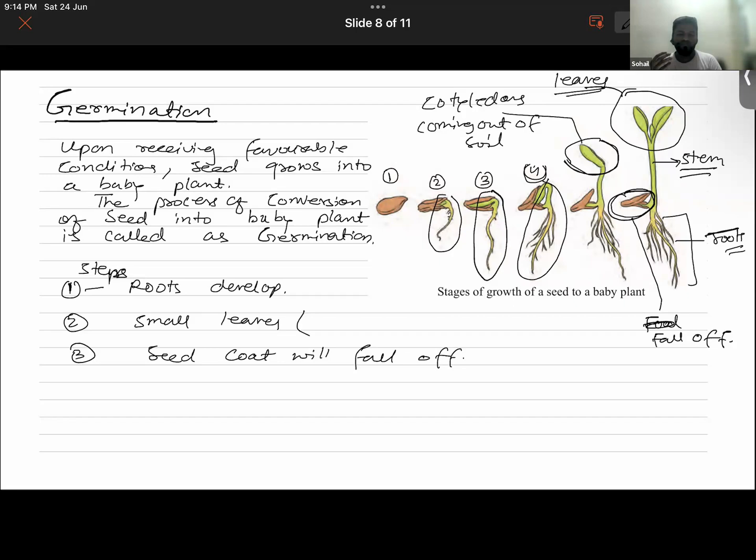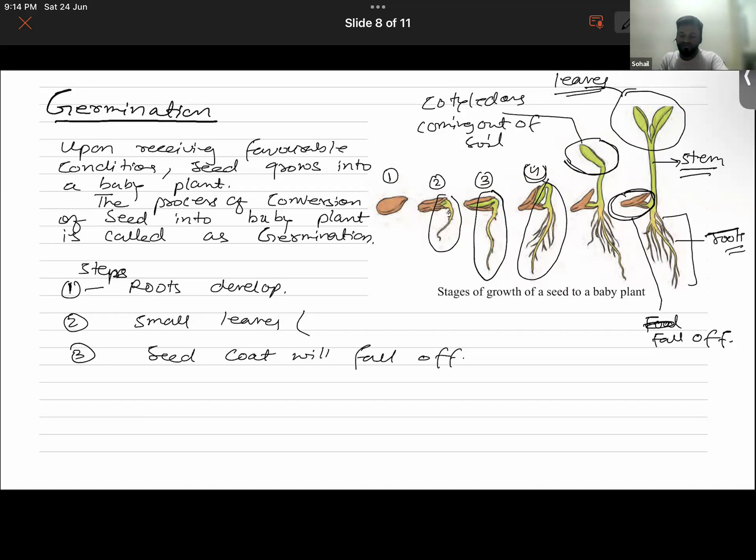Then after 1 or 2 days, you will observe roots start to come out of it. उससे roots, उसकी जड़ें निकलनी शुरू होती हैं. Okay. उसके कुछ दिनों के बाद जो कॉटिलेडन्स होती हैं सीड कोट के अंदर, they start to come out of the ground, वो जमीन से बाहर निकलती हैं.